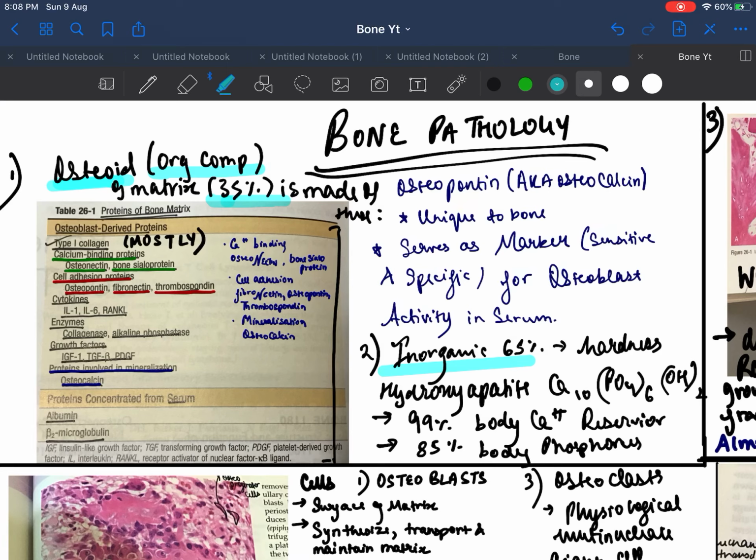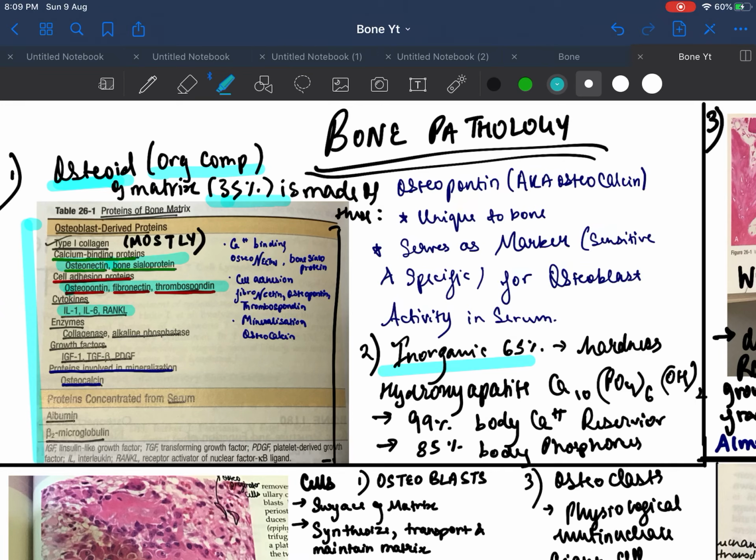So what is so special about this osteoid? All of the different things present in the osteoid include type 1 collagen, which mostly makes up the osteoid. We also have some calcium binding proteins like osteonectin and bone xyloprotein. We have cell adhesion proteins, osteopontin, fibronectin and thrombospondin, and cytokines like IL-1, IL-6 and RANK-L.